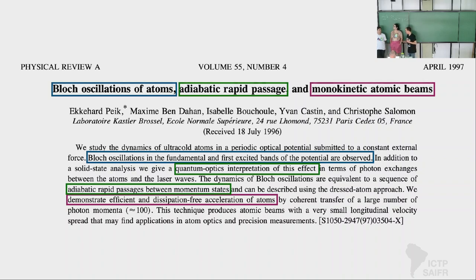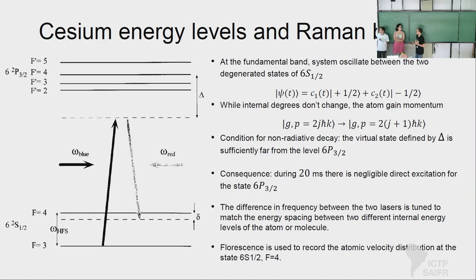In our view, one of the very important contributions is that they not just show the experiment, but present different views in order to interpret what's happening. Those views are the standard solid state explanation for the phenomenon, but also a quantum optics interpretation. And as a consequence of producing those Bloch oscillations, they are able to produce monokinetic atomic beams, that are atomic beams that have a very narrow momentum distribution.